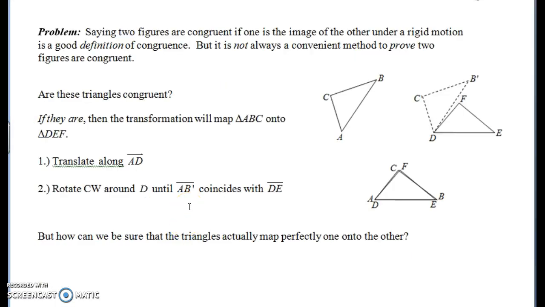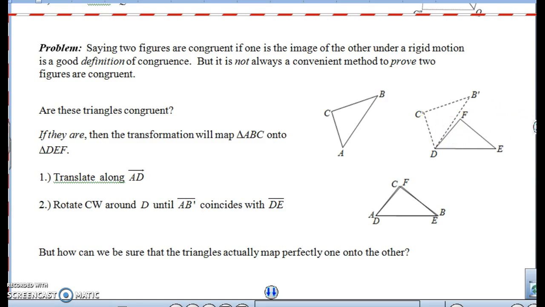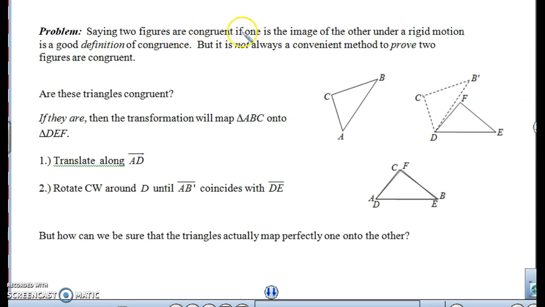Okay, but there is a slight problem with proving rigid motion to do congruence. Saying two figures are congruent if one is the image of the other under rigid motion is a good definition of congruence, but it's not always a convenient method to prove two figures are congruent. So, are these triangles congruent?